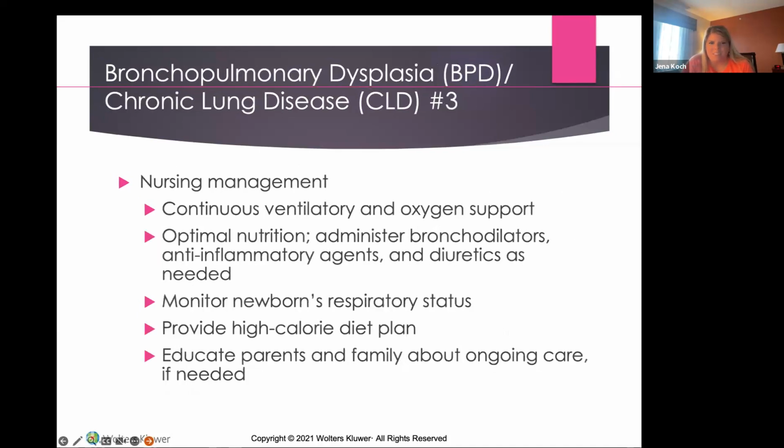So again, continuous ventilation, oxygen support, making sure that they're getting enough nutrition. They can administer bronchodilators, anti-inflammatory agents, and diuretics as needed. Always monitoring the newborn's respiratory status, providing a high-calorie diet, and then educating the parents and family about ongoing care if needed. They've typically been on oxygen and ventilation support for an extended period of time, so it may take longer to wean them off, if they're ever able to be weaned off that ventilation support.